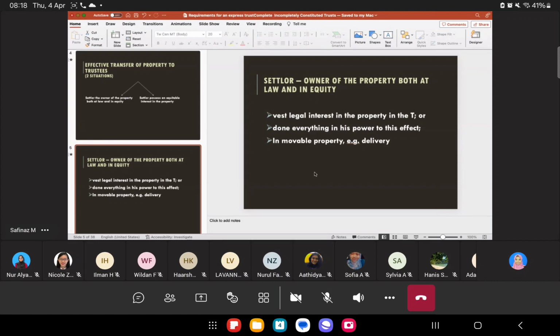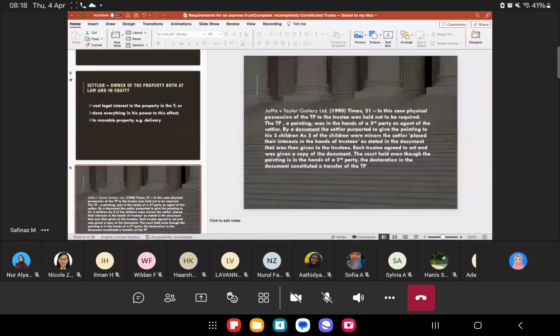For example, with movable property, you deliver it. Like I said, if it is a painting, you give the painting. But if you look at the Jaffa case, it says that even if you did not give the painting to the trustee, you have done everything in your power to do so. In this case, he made a document, and the painting is in the hands of a third party.